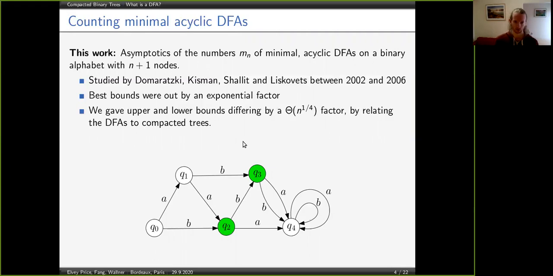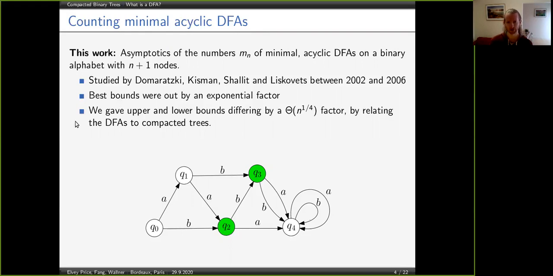Okay, so in this work, we're counting the number of minimal acyclic DFAs on a binary alphabet. So we denote these numbers by m_n, for n plus 1 nodes. That means there are n nodes other than the sink. So this problem was studied a bit in computer science literature between 2002 and 2006. But the best bounds were out by at least an exponential factor, and I think the upper bound didn't even have the factorial bit right.